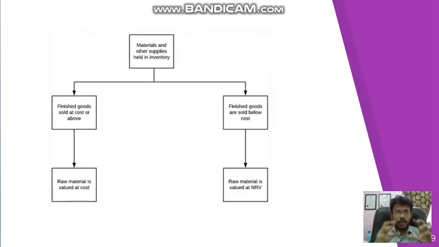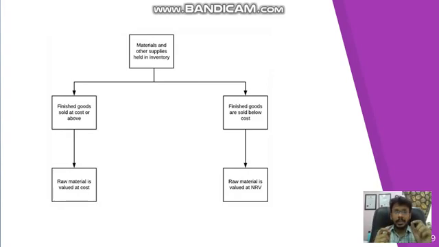So what does this provision of Accounting Standard 2 or Indian Accounting Standard 2 say? That if the finished goods in which the raw material is contained are sold at cost or above cost, then the raw material contained in those finished goods will be valued at cost. However, if the finished goods are sold below cost, that means they are not sold at cost, then the raw material included in those finished goods will be valued at NRV, that is net realizable value.